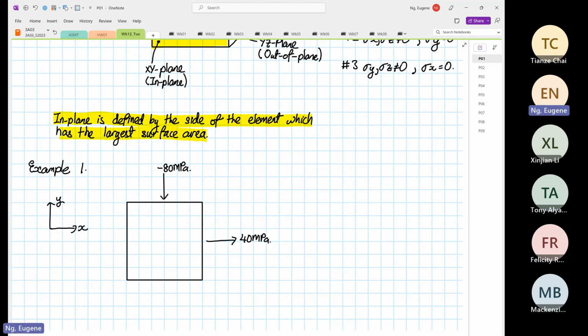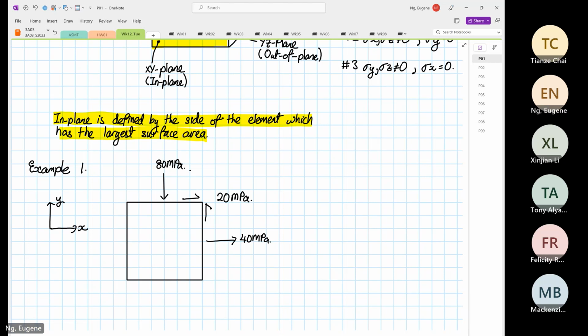But usually what you see, they won't write minus. They will usually just write down 80 megapascal. But when you see how the arrow is pointed, you know it's in compression. Then you have shear, right? So this is our shear. Our shear is 20 megapascal.